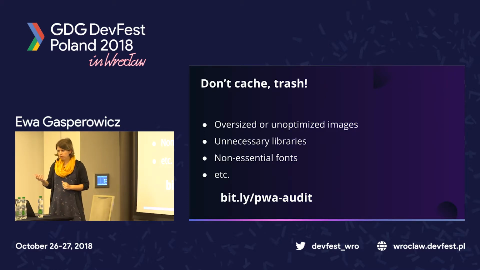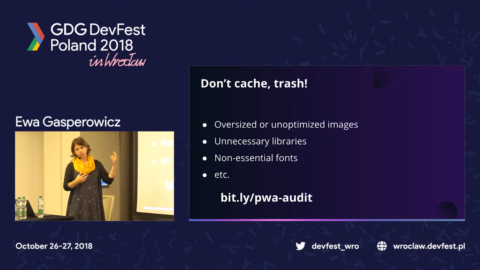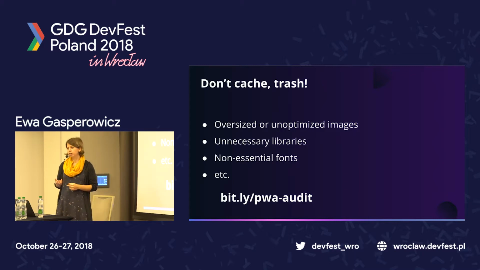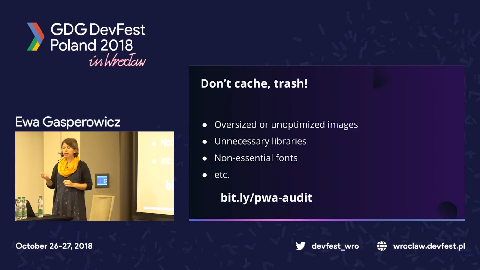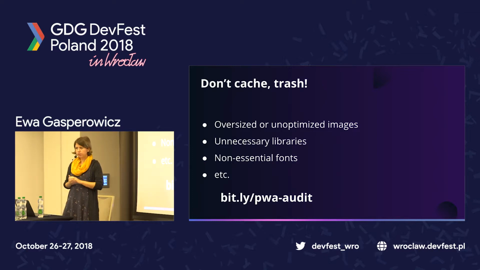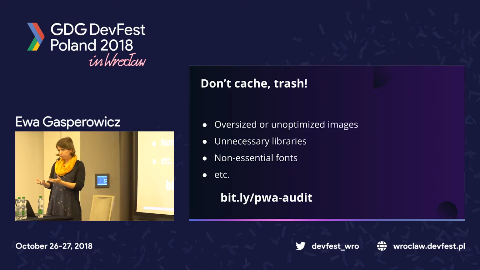scenario. Non-essential fonts that you download with your app, but you end up never using or using very rarely, are also an example of unnecessary resources. So just cut this fat before you start optimizing for caching, and then you realize it's much easier to handle the resources after that step. There is a link, PWA-audit on Bitly, that you can follow the guidance there to see how you can prepare your app for caching before you actually implement the service worker.